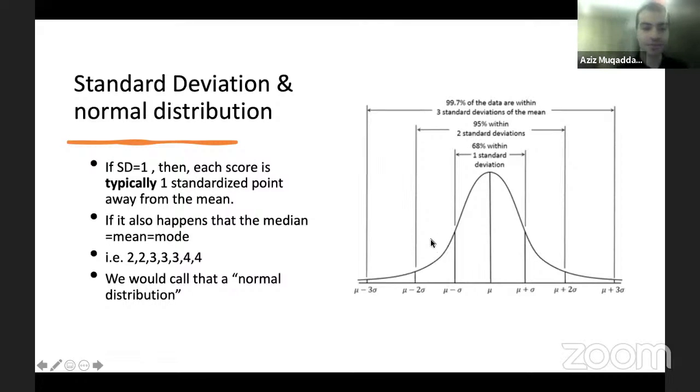There are 2 rules or 3 rules, depending on how you count it, to consider a distribution normal. In a normal distribution, 68%, so almost 2/3, but this is more precise, 68% of all the scores fall within one standard deviation from the mean. In this slide you see the mean right here. So this is the mean.